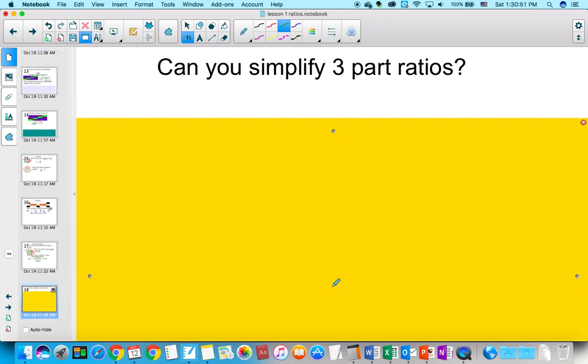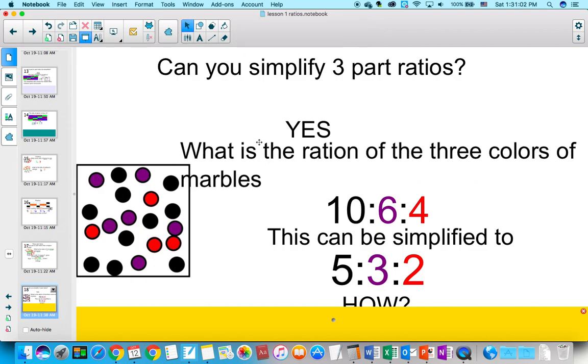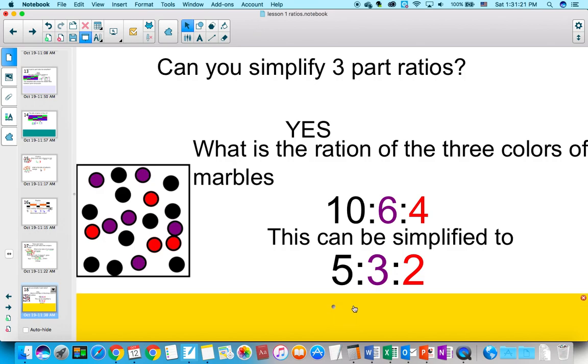Can you simplify 3-part ratios? Yeah, right? So what is the ratio of the 3 colors of the marbles? Fortunately, I've already put the numbers on, so I don't have to count them up. We have 10 black marbles, 6 purple marbles, and 4 red marbles. Well, you can simplify this as 5, 3, and 2. My apologies. 5, 3, and 2.